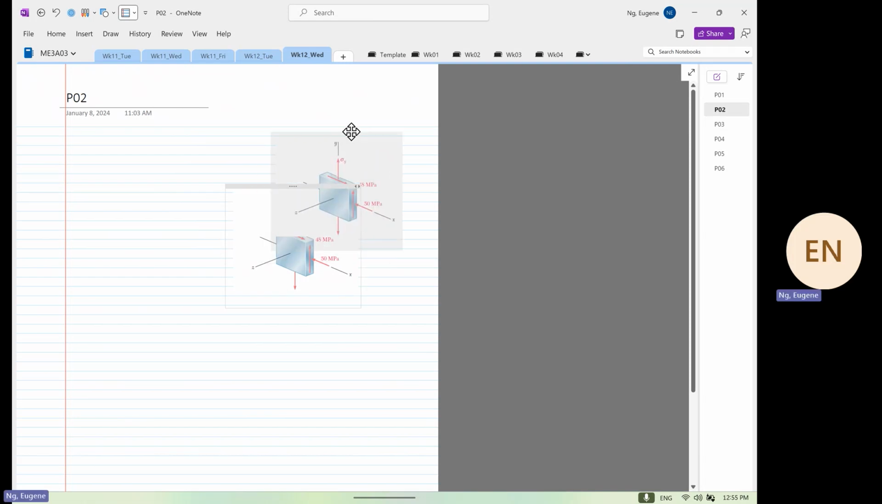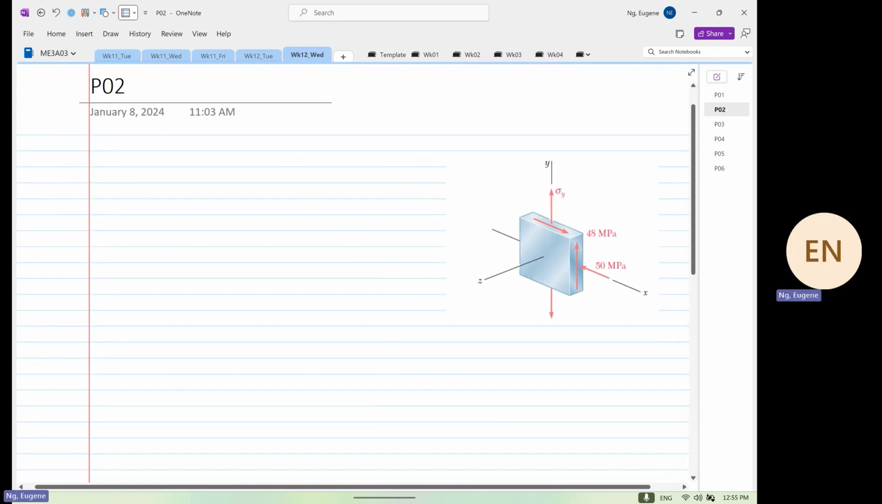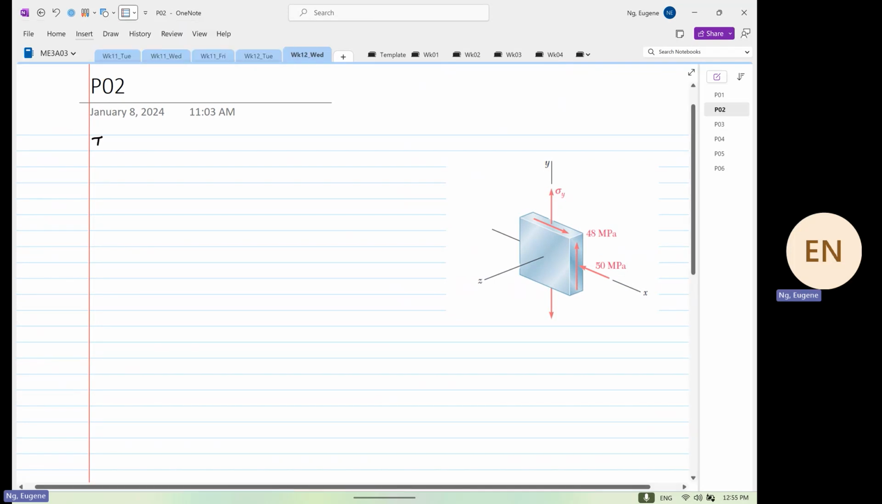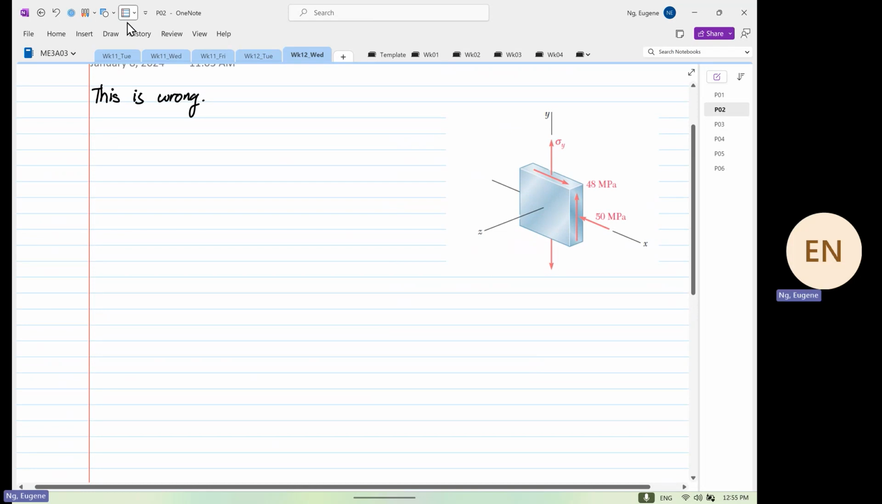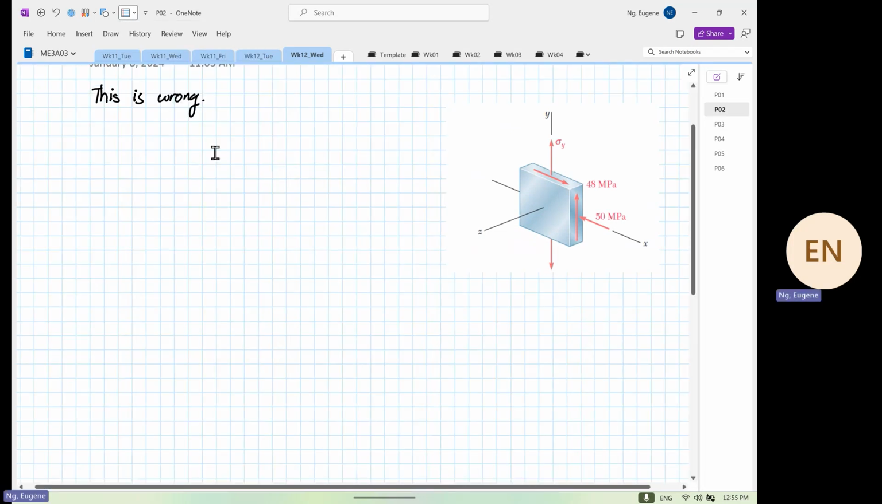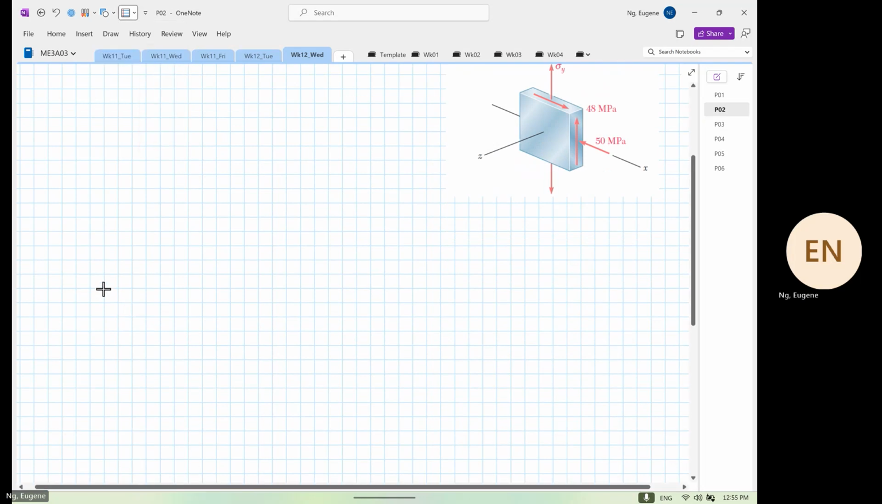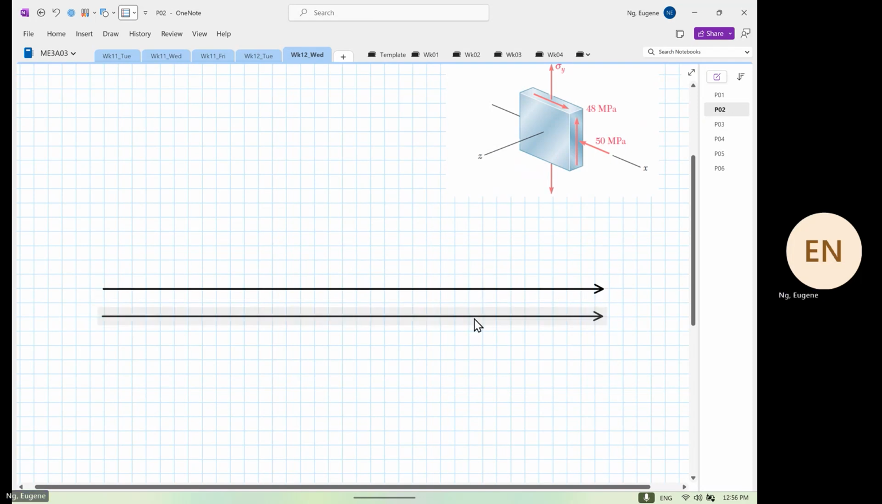I'm going to show you, and I'm going to write this down. If you don't copy, it's fine. What I'm going to write down is: this is wrong. And you will have to tell me why it is wrong. Okay, so again, I'm going to construct the 3D Mohr circle, and we are going to calculate the values out.